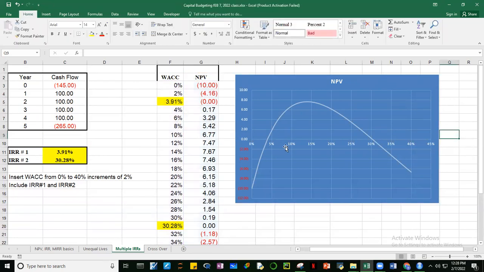Okay, so you can see here guys na ito yung NPV profile. It touches the x-axis twice, no? Ito yung 30.28 at saka ito yung 3.91. Ibig sabihin at these 2 points, 0 yung NPV natin. 0 dito, 0 dito. As indicated here. Okay? Tingnan natin guys. At 3.91%, 0 yung NPV. Dito nga siya. Tapos dito, 0 din yung 30.28.